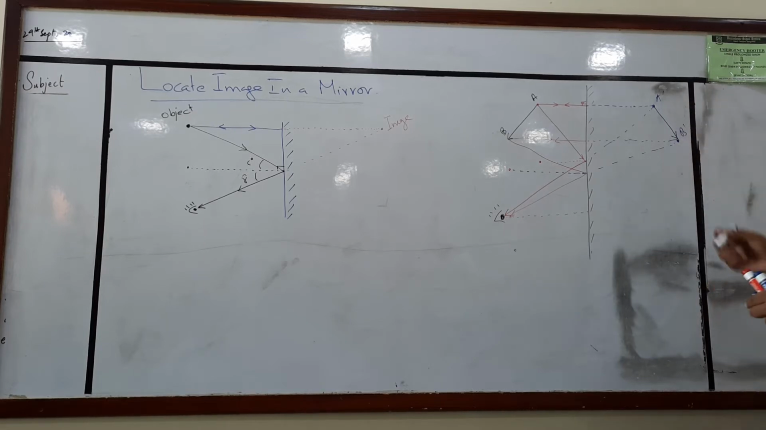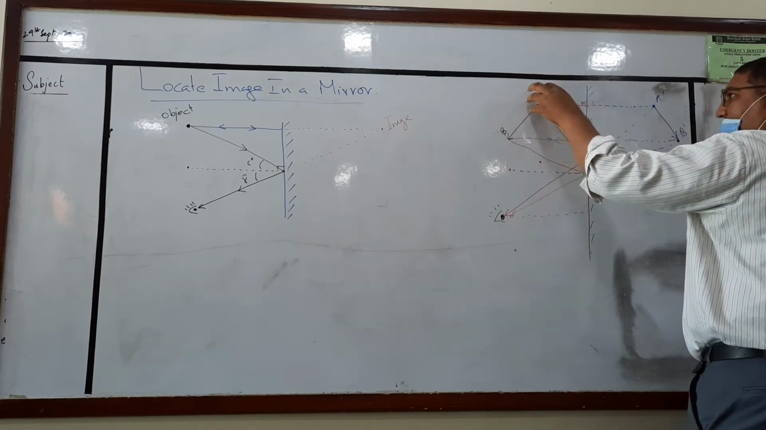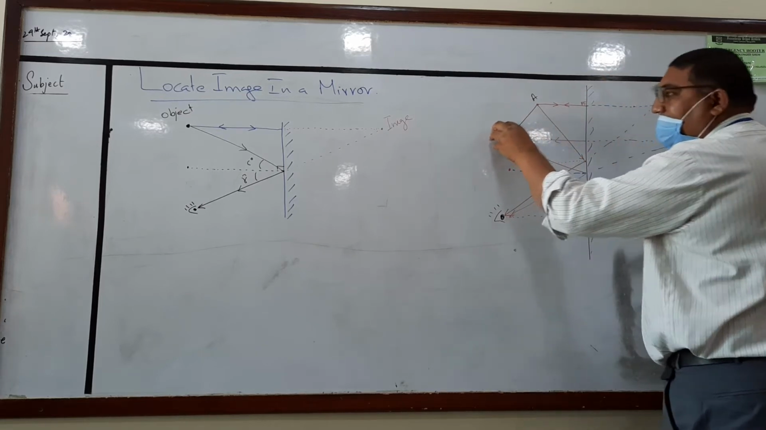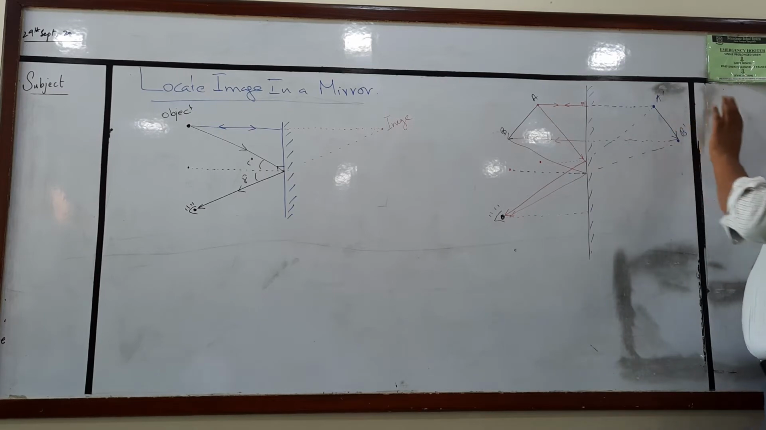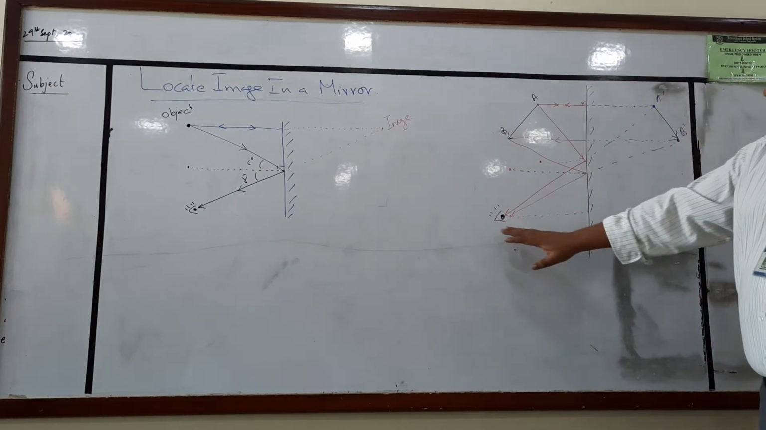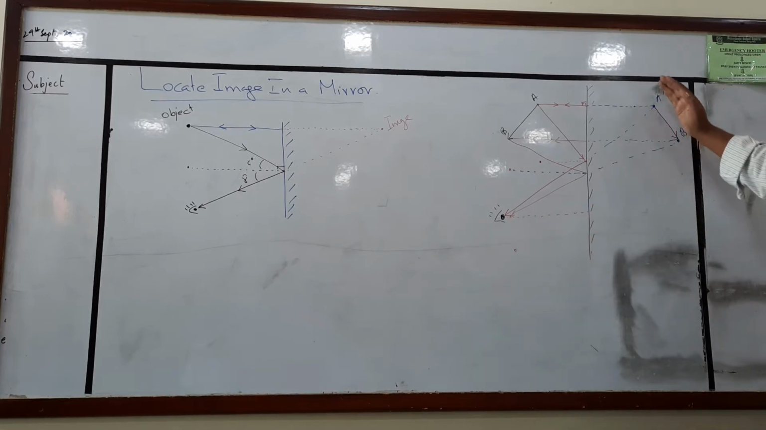So you see, actually what I did, this is point A. I tried to locate its image, A prime. This is B. I tried to locate its image, point by point. Just join them. So the observer will see the image like this. Okay.